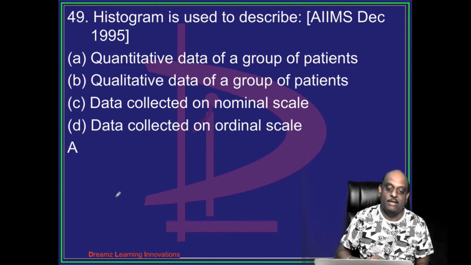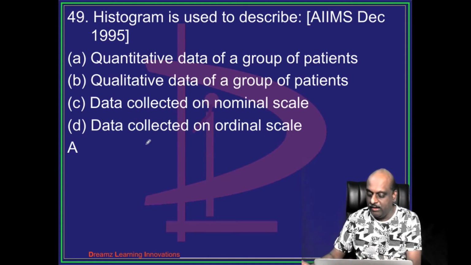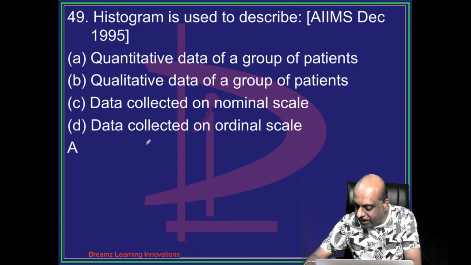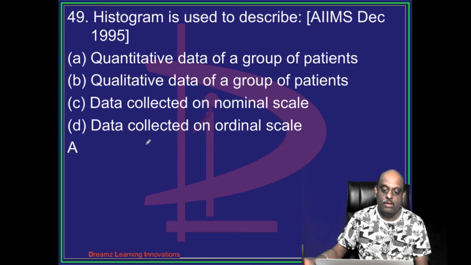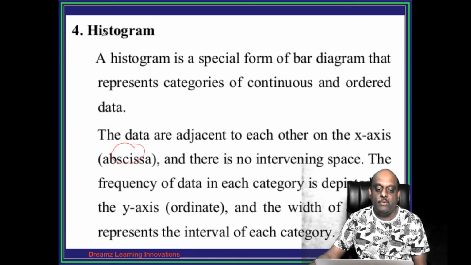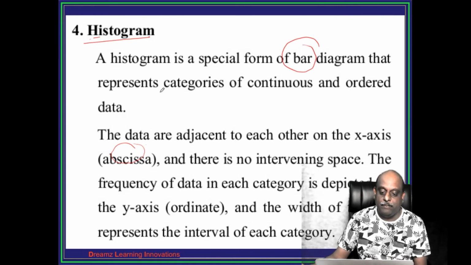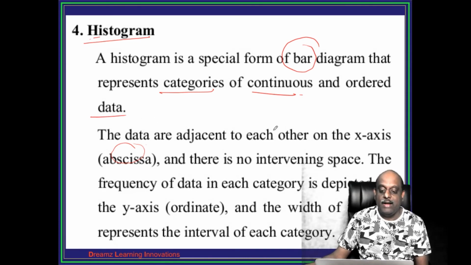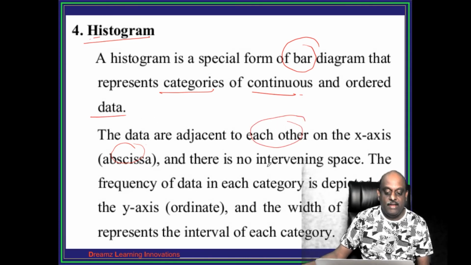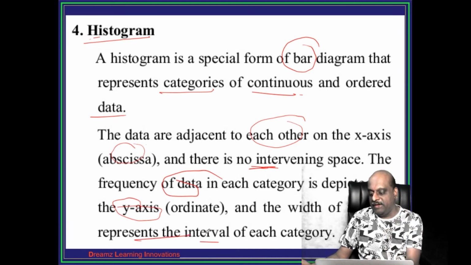Already we discussed this question. It is quantitative data, right? 1 minute. Quantitative data of a group of patients. Quantitative data is being tested in the form of a bar diagram that represents the categories of a continuous ordered data. The data are adjacent to each other on the x-axis. There is no intervening space. The frequency of the data in each category is depicted on the y-axis, and the width of the bar represents the interval of each category.